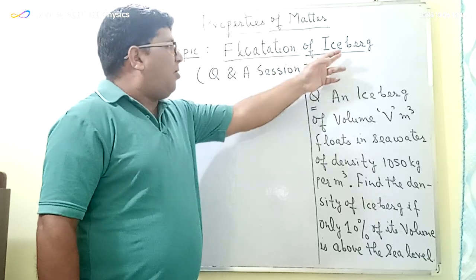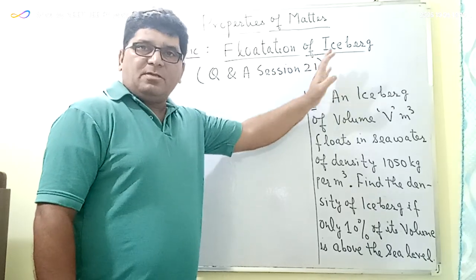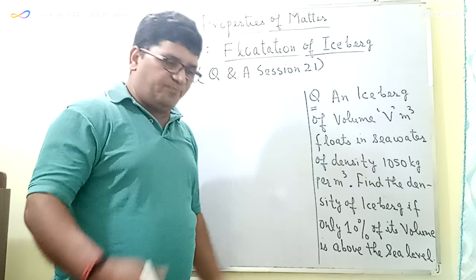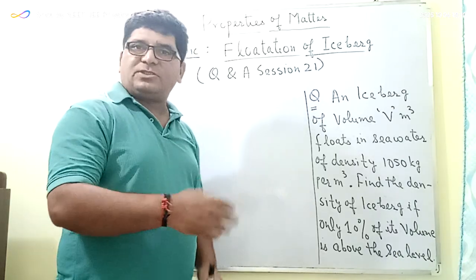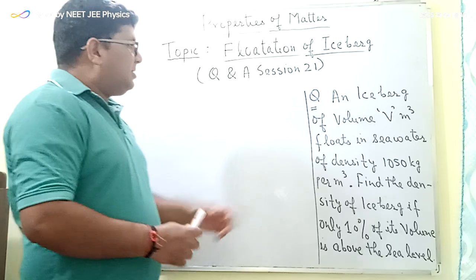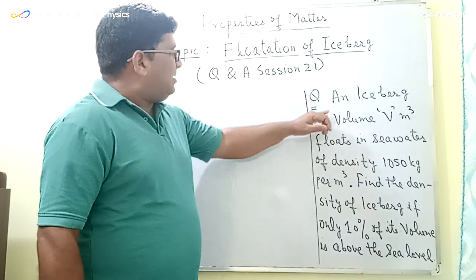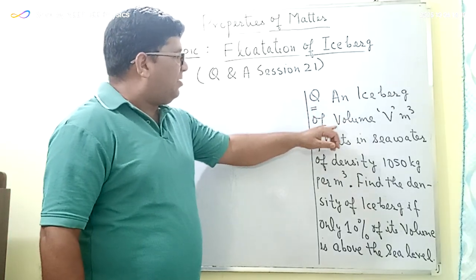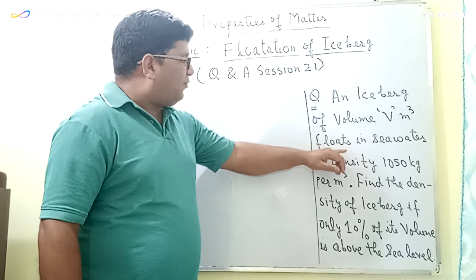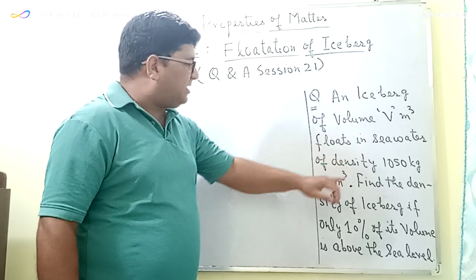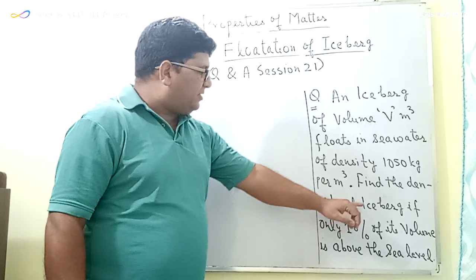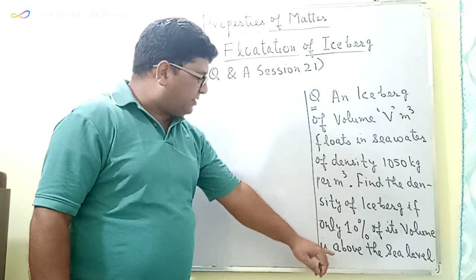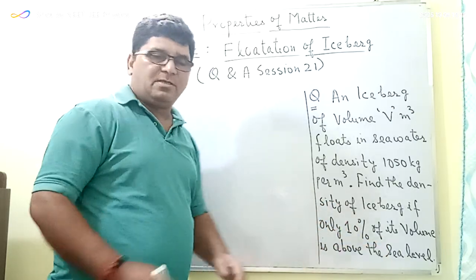So we all know what an iceberg is. An iceberg is a very big piece of ice which is normally seen floating in seawater. The question here is: an iceberg of volume V cubic meter floats in seawater of density 1050 kg per cubic meter. Find the density of the iceberg if only 10% of its volume is above the sea level.